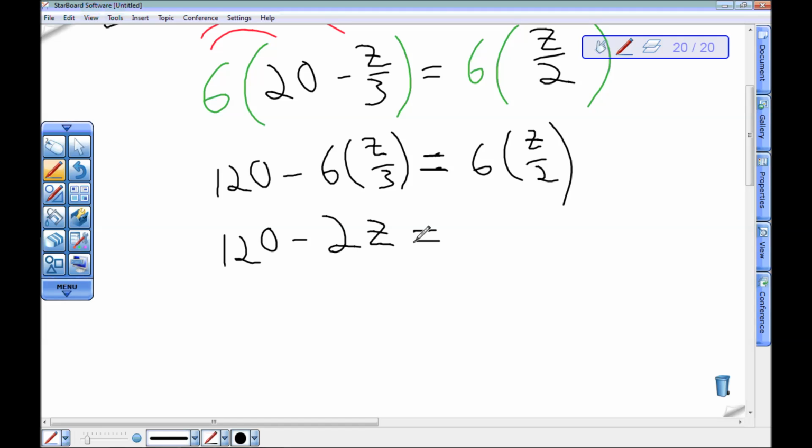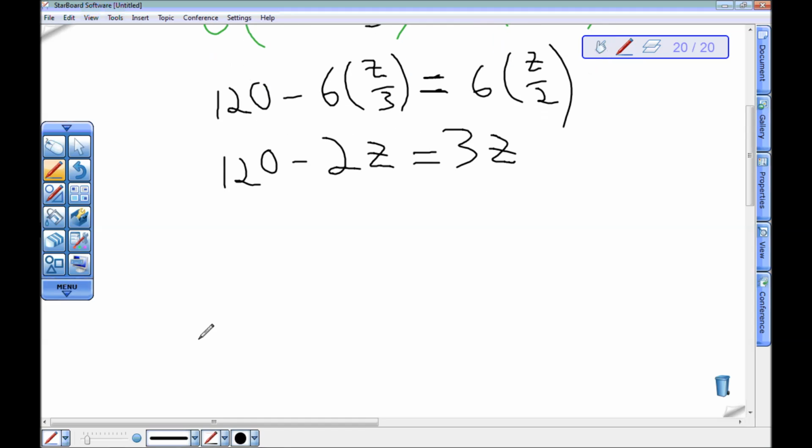On the other side here, I've got 6 times z over 2, and in a similar way, 6 divided by 2 is 3, so this is going to leave me with 3z. Okay, now I've simplified this equation. I'm done with step 1. I'm ready to collect the variable terms on one side and the constants on the other. I see that I've got variables on both sides, and just this constant right here.